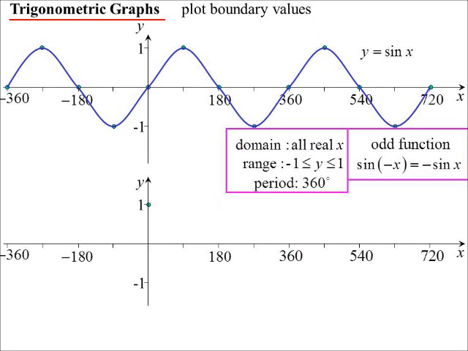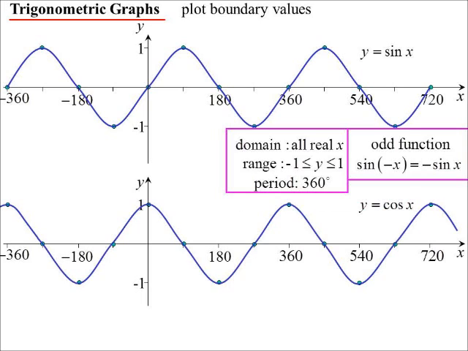Cosine. Cosine starts up at the amplitude. Cosine of 0 is 1. So I'll plot that one in. The next boundary value, we're down to 90. And then again, that pattern repeats. Down and up and down, up and down, down and up. Go the other way. And whee, there's our cosine curve.